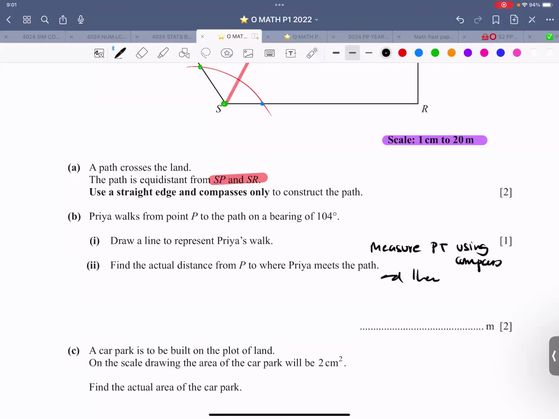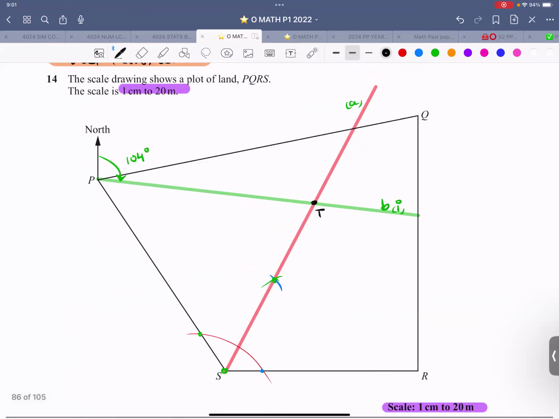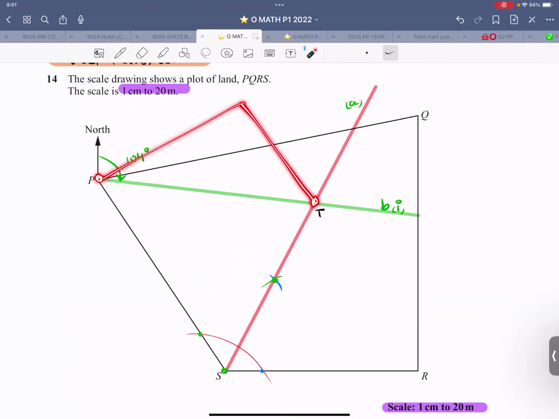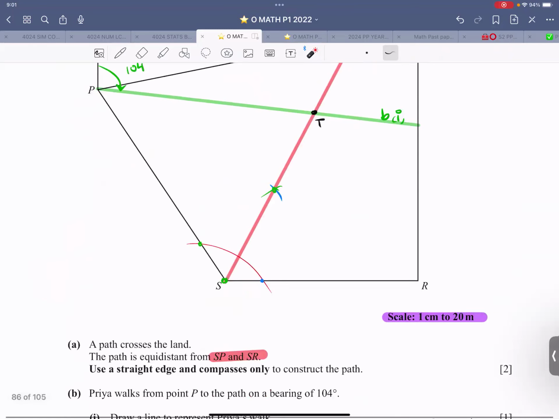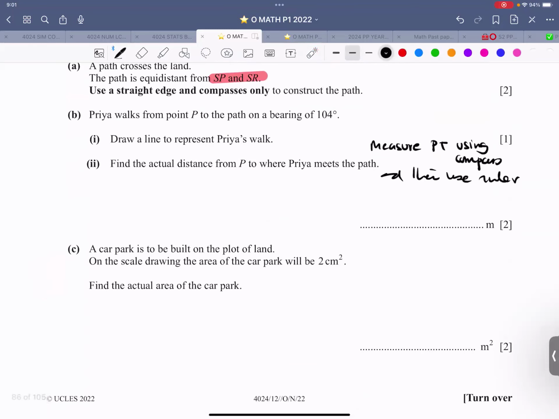And then use a ruler. That means your compass needle should be over here. The opening is like this. And then take a ruler, put the opening over here, and then measure. So now this answer is basically in centimeters, and then use the scale to convert it into meters.